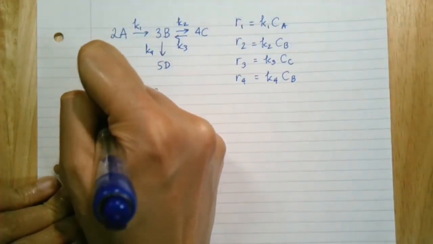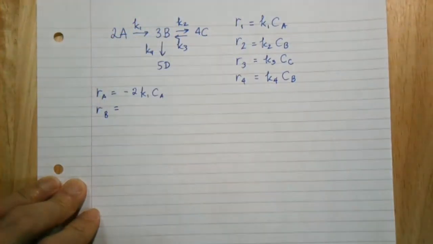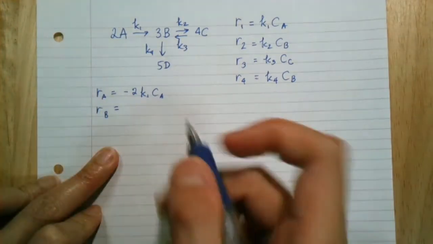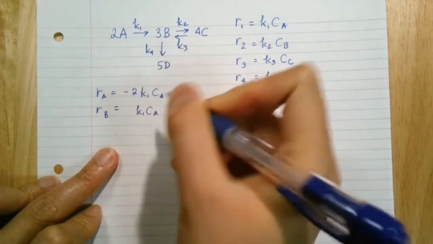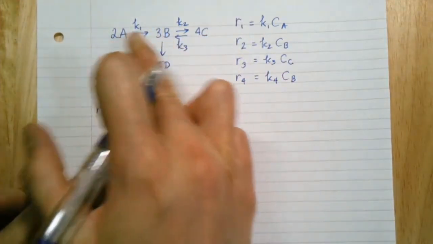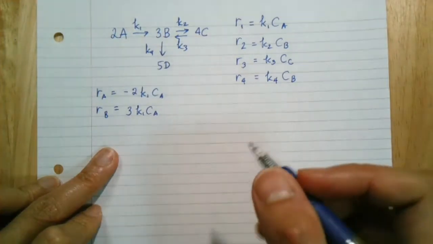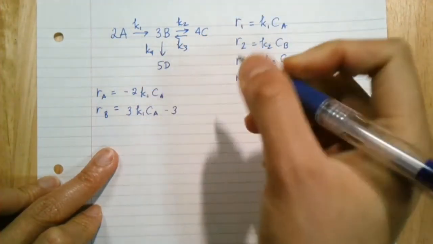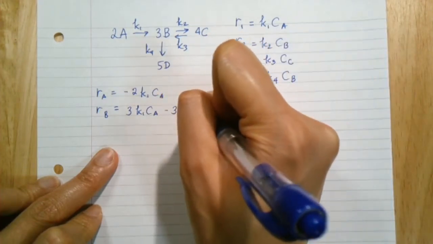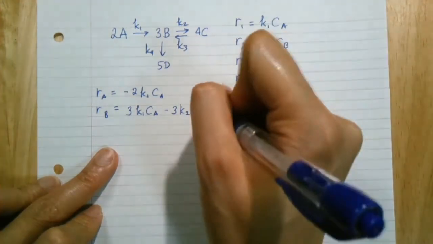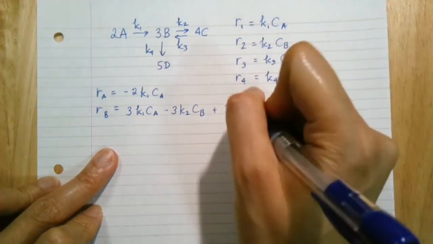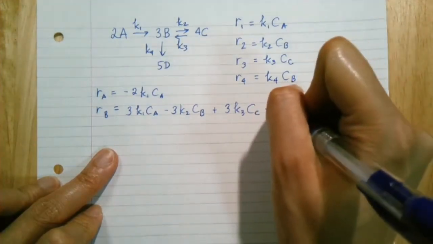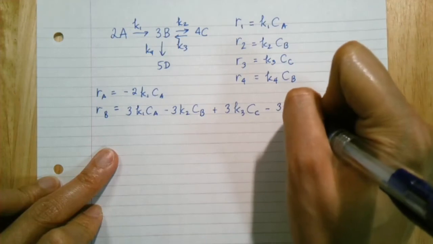Okay, so rate of generation of B. B is involved in all four reactions. The contribution from the first reaction is K1Ca, and I have to multiply it by 3, because every time reaction 1 takes place, I get 3B. The contribution from reaction 2 is minus 3 K2 Cb. Contribution from reaction 3 is plus 3 K3 Cc. And contribution from reaction 4 is minus 3 K4 Cb.